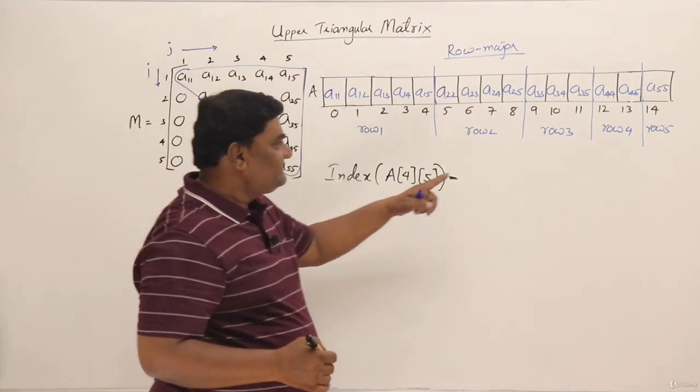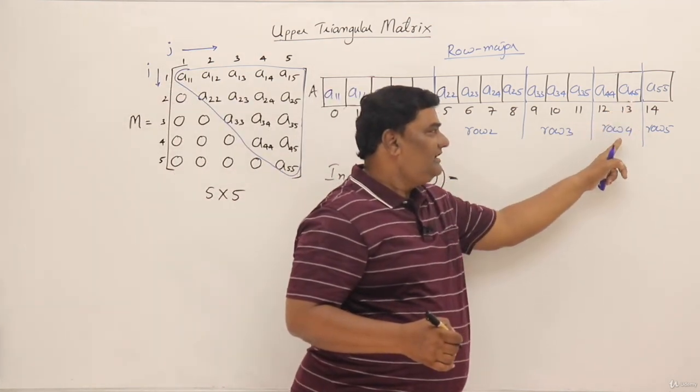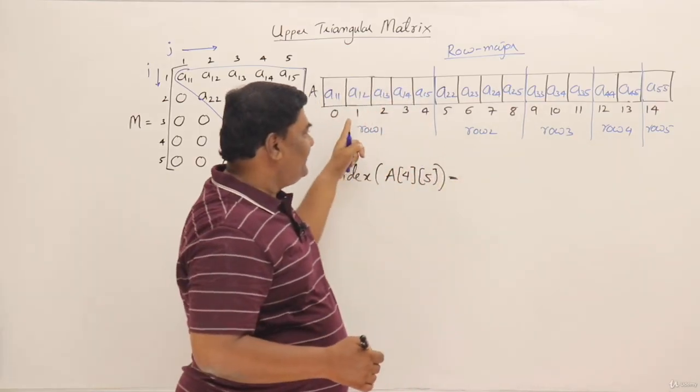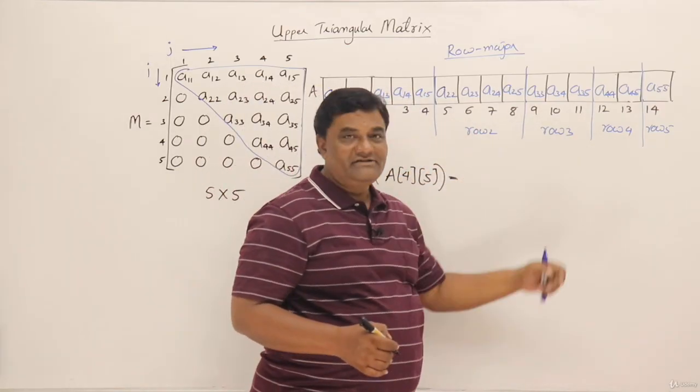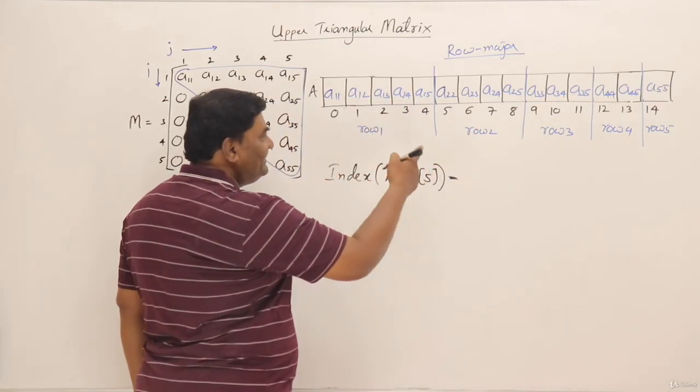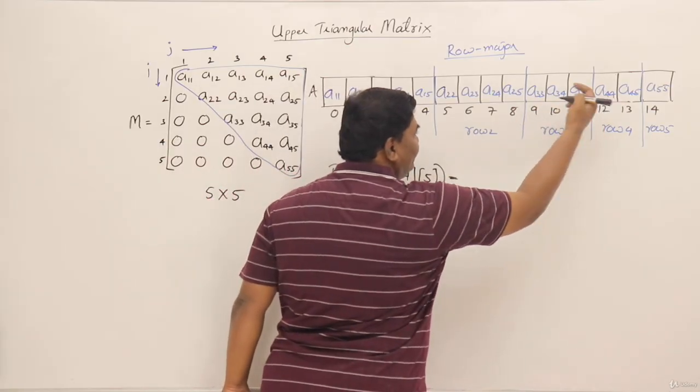4 comma 5 is present here in the 4th row. So I should skip the first row, second row, and third row, then I can reach there. So let us skip these elements, then I can reach the beginning of the 4th row.